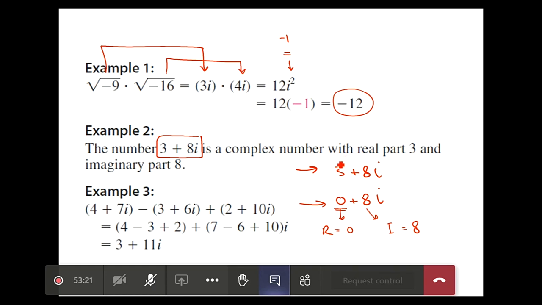Here we have real part equal 3 and imaginary part equal also 8. But if we have the number 3 only without i, this is a real part only. We don't have an imaginary part. Imaginary part equals 0. Okay.